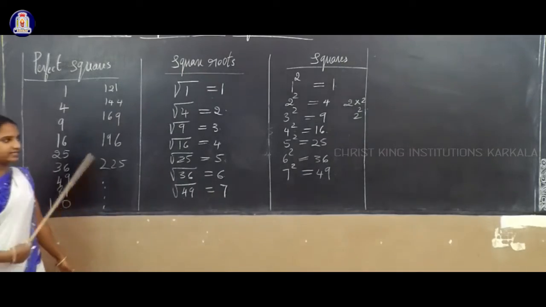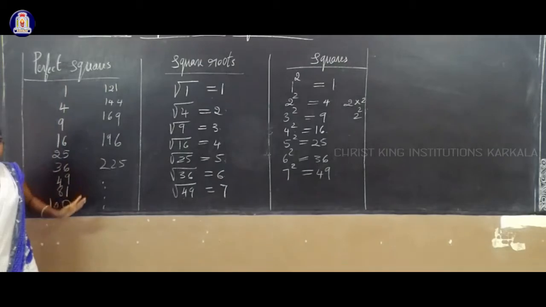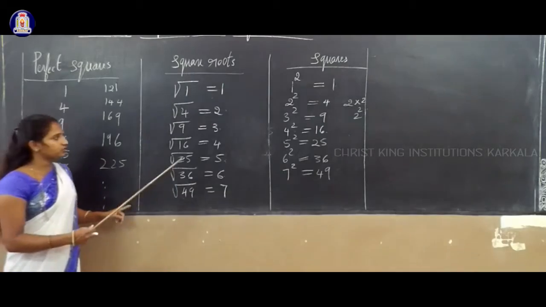Clear? So there is a homework. Remaining numbers you have to write. What are those perfect square numbers? Perfect squares. Still 15 I wrote. 15 square is 225. Right? So 225 is perfect number. So see here. Here I have not written anything.